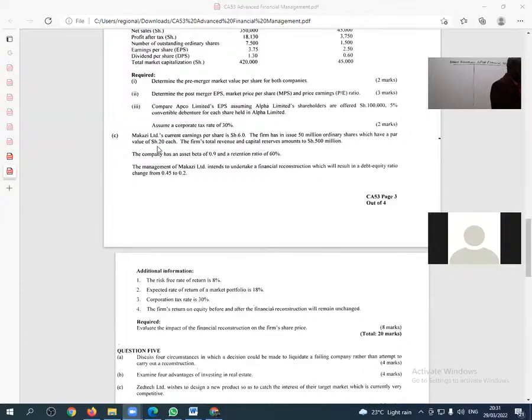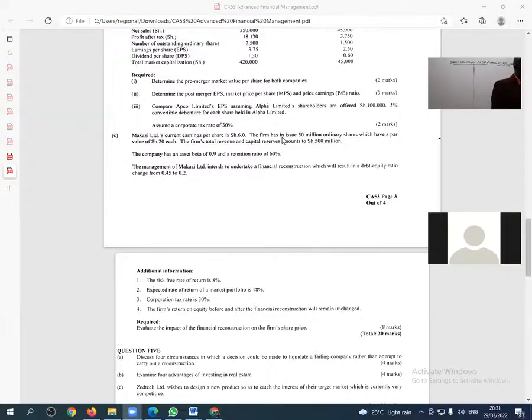They've told us Makazi Limited's current EPS is 6. The firm has in issue 50 ordinary shares, which have a par value of 20 each. The firm's total revenue and the capital reserves amount to 500 million. The company has a beta asset of 0.9 and a retention ratio of 60%.